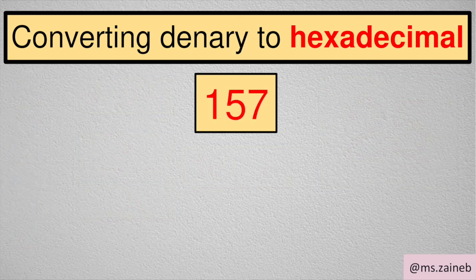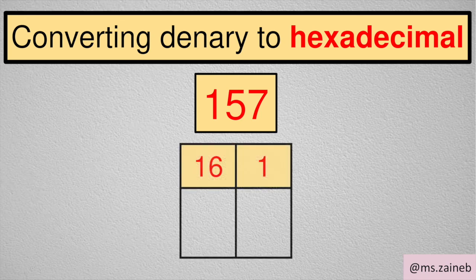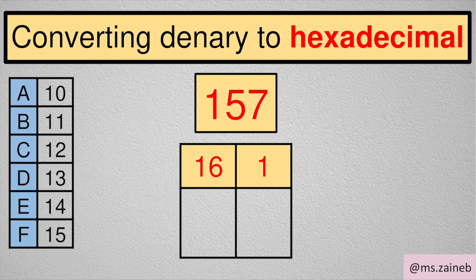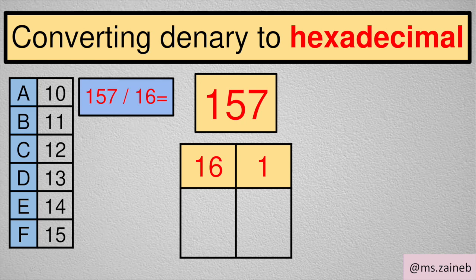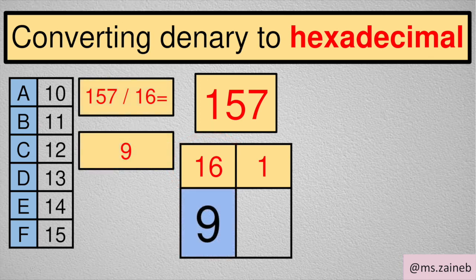So we have 157, a denary number. And let's put our positions in. So we've got 16 and 1. We divide 157 divided by 16. Remember, we do it by 16 because it's base 16. We're trying to work out what goes underneath there. Okay, so 16 goes into 157 9 times. So we put the 9 under the 16. We work out what the remainder is.